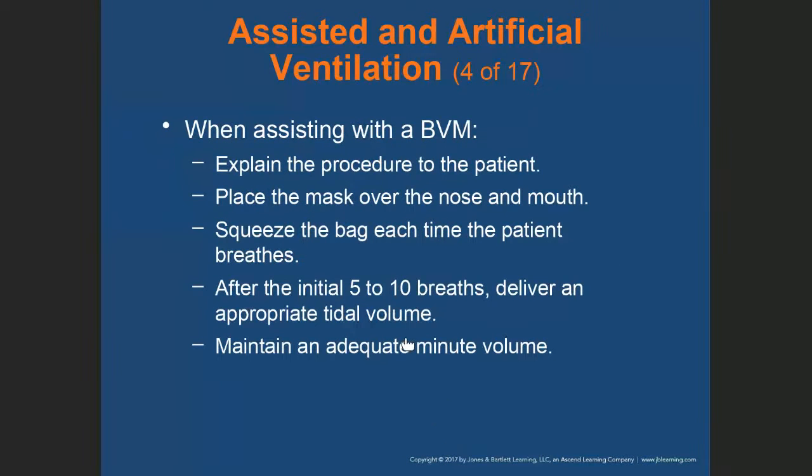Now, when assisting with a BVM, if you're going to breathe for a patient with poor chest rise, and that patient is still breathing, you have to match their breathing pattern or synchronize with their breathing pattern for the first 5 to 10 breaths. What does that mean? It means if I'm using a bag valve mask and I am going to bag a patient with poor chest rise who is still able to move their chest, I will squeeze the bag when the patient is breathing in. I will not squeeze the bag when the patient is exhaling. So you watch the patient, and every time they breathe in, you squeeze the bag for 5 to 10 breaths and then take control of their breathing after that.